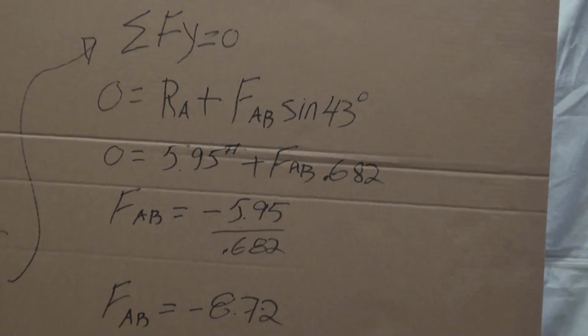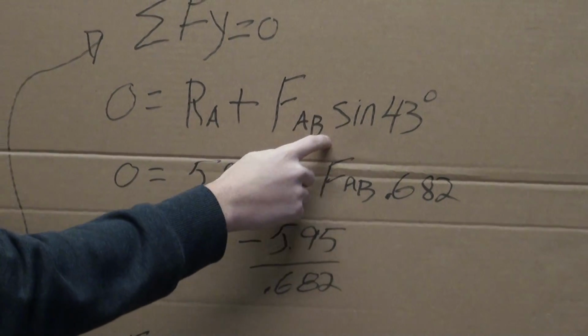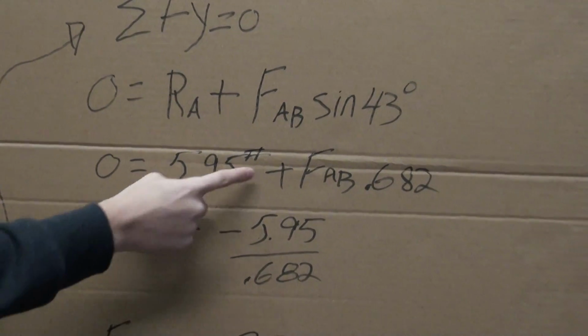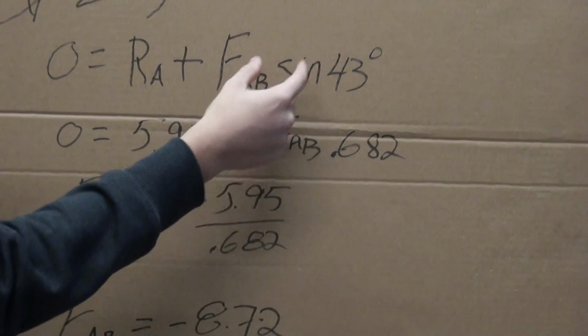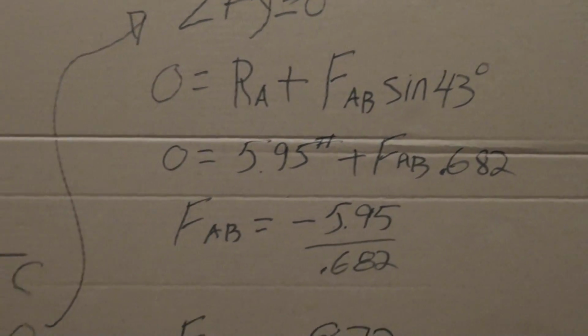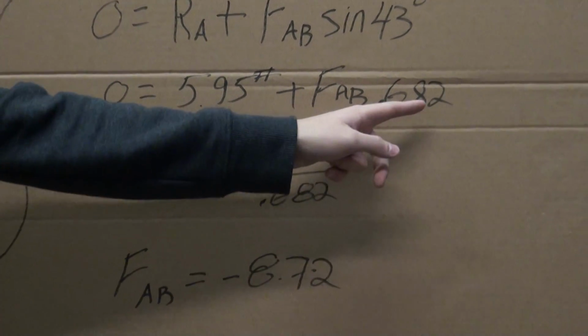Now we can use that over here. We already know the reaction at point A, 5.95 pounds. Now we just add the force AB times sine of 43 degrees. Now how do we get the sine of 43 degrees? We just calculated it or used the table. Right, okay. And that got us 0.682.